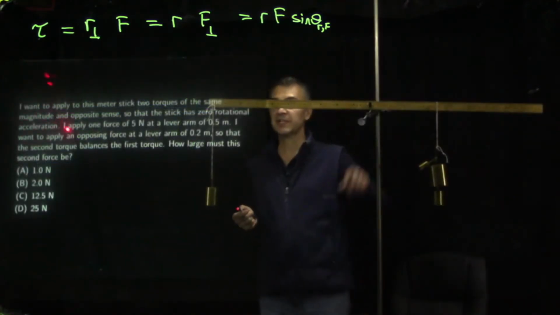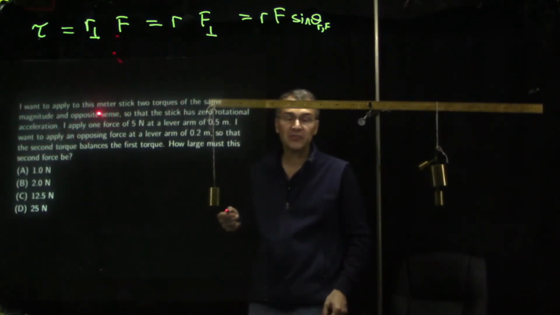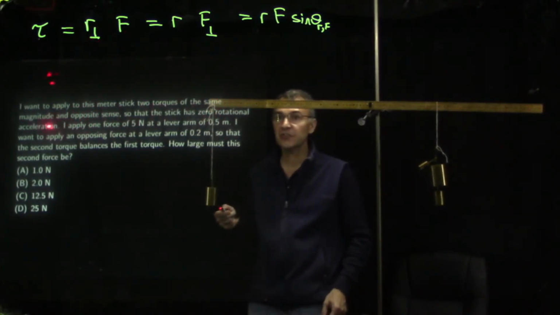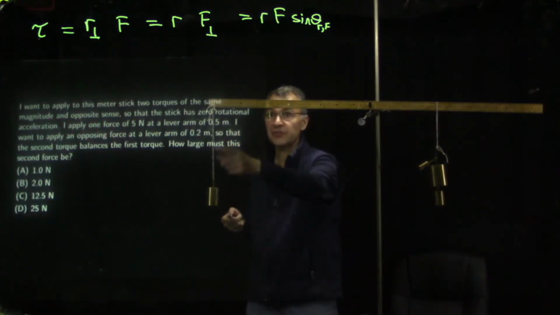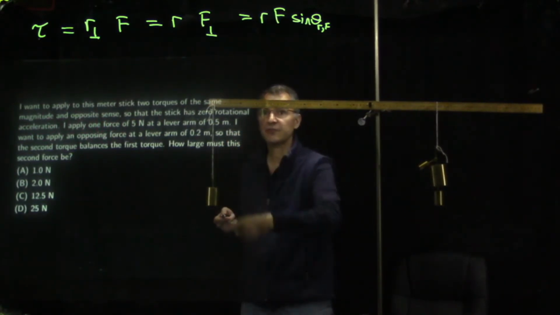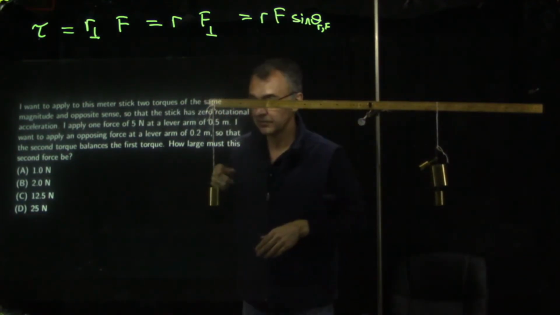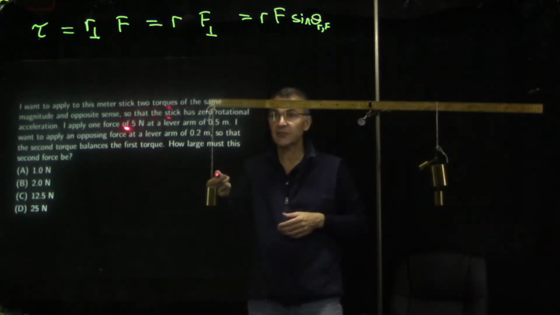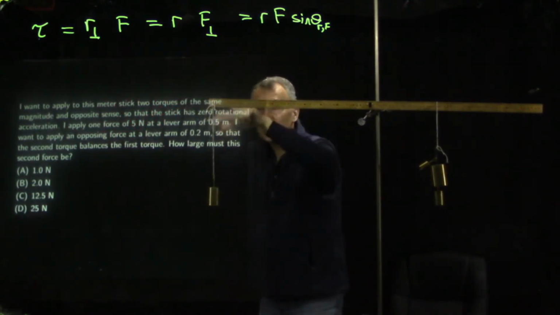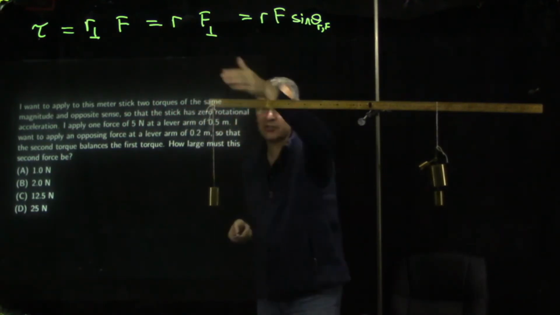I want to apply to this meter stick two torques of the same magnitude in opposite sense. In other words, one clockwise, one counterclockwise, so that the stick has zero rotational acceleration. I apply one force of 5 newtons at a lever arm of a half meter. So here's a half meter. This is a meter stick. Here's a half meter, and this is half a kilogram. So using g as about 10, that's 5 newtons. And you can see the hole in the stick isn't quite all the way at the end because you can't put a hole all the way at the end, but it's pretty close to half a meter.